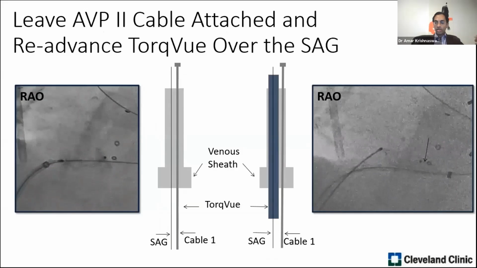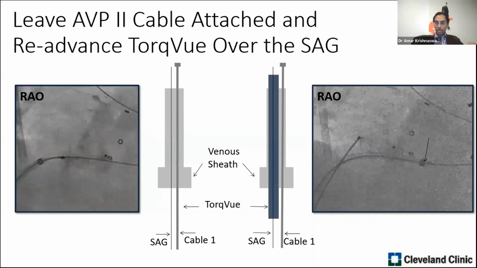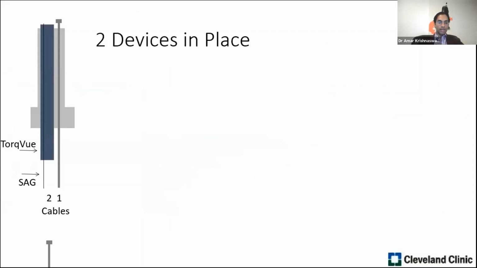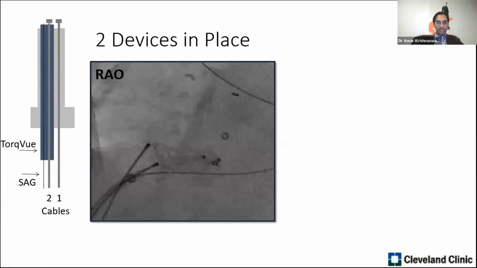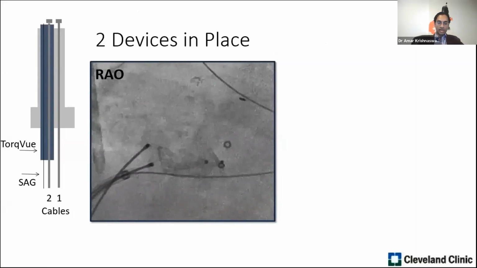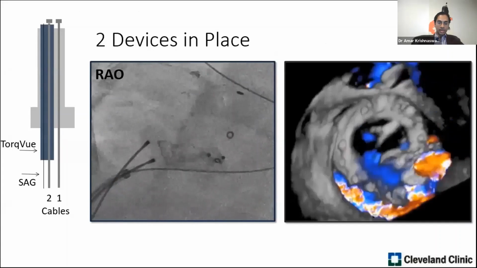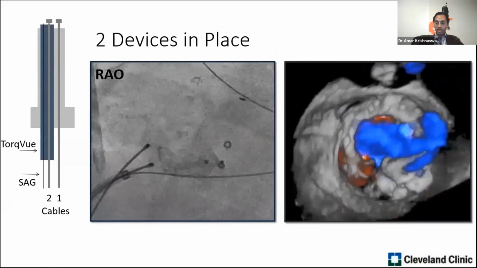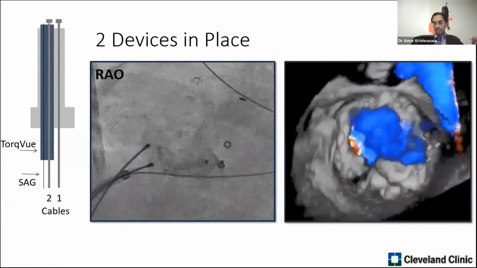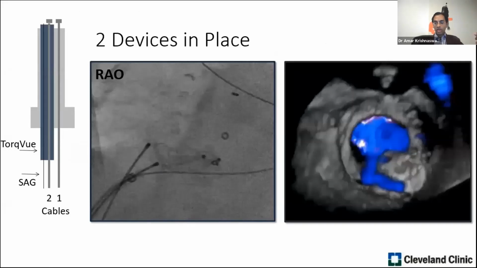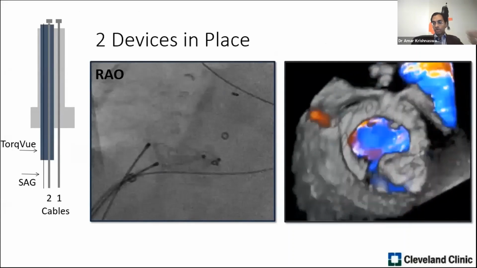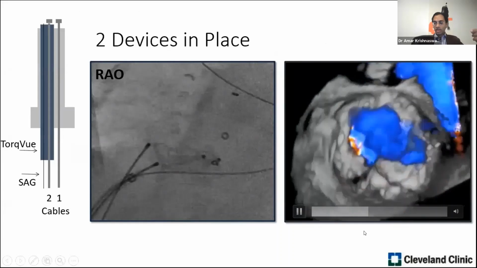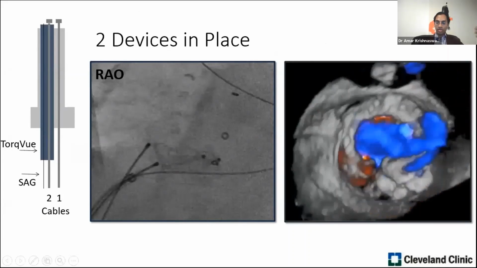And so you see here, we have the TorqVue across the leak. We have the first plug that we had implanted, and then now we can just advance our second plug. You can see there we have 2 plugs in place, and we still have the wire across the leak in case we need more devices. And you can appreciate in this TEE, sorry, I'll play that again. You can see in the TEE that posterior medial leak, which is right here, you can still see leaking around the plugs. So clearly we need more devices.